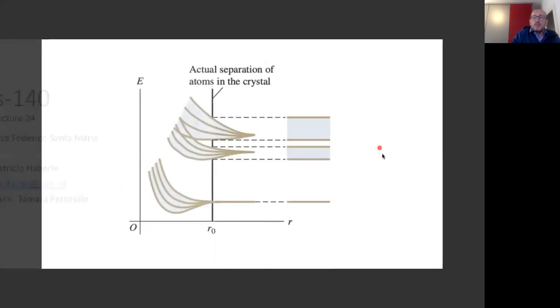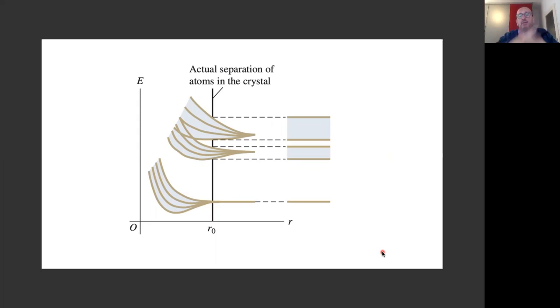Okay, so this is how we ended the last lecture with this graph here. And let me remind you, what does it mean? When we have a bunch of atoms completely separated from each other, meaning R is very large, and we have many atoms, what I want to do is see how we change the energy of the system of the electrons when I start bringing these atoms together.